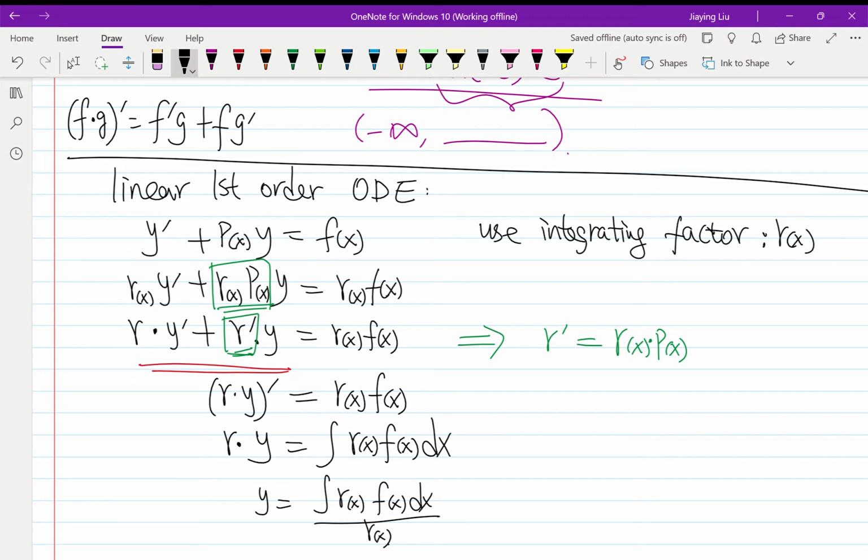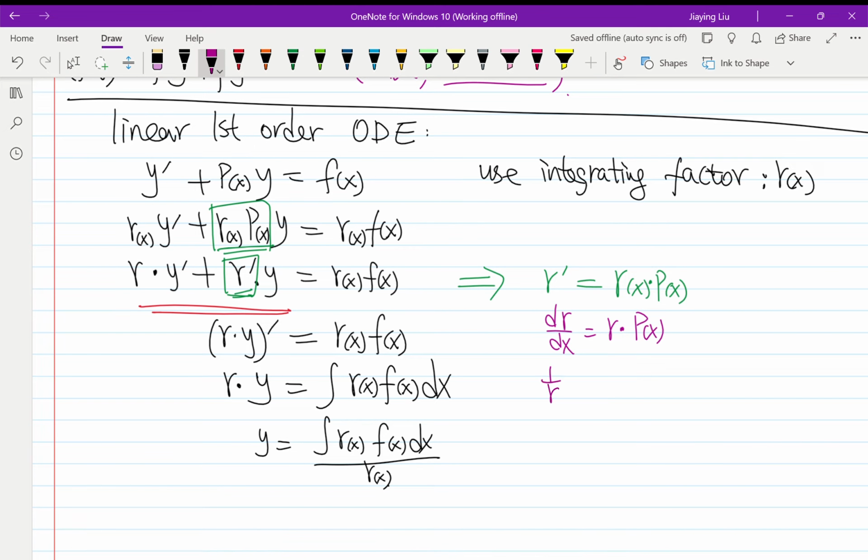Well, you're probably saying, okay, we still don't know what this is, right? We add this r of x, but we don't know what it is. We can find it on the side here, because we know this relationship when we write down this third line. So let's use this relationship, which I'm going to rewrite: dr/dx equals r of x times p of x. And we can solve for r of x here by using separation of variables.